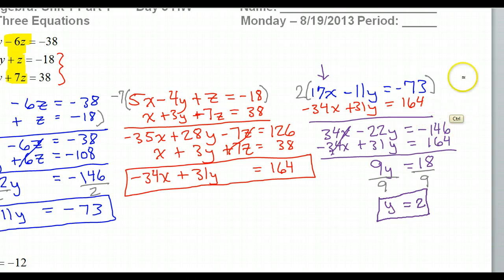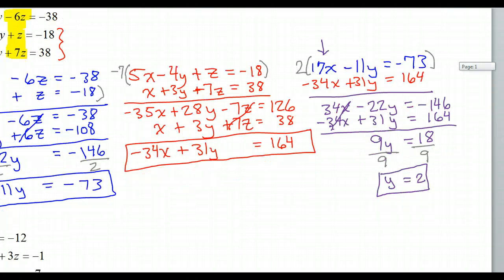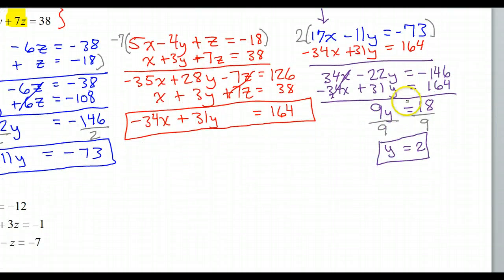So let's stay over in this area right here. Here we just have two equations, two variables. We've been solving equations and systems like this for a week. So whenever we would get one variable, we would just take this answer and plug it back in to get the other one. So let's go ahead and do that now. I've got y equals 2. I'm going to take this 2 and substitute it back in.